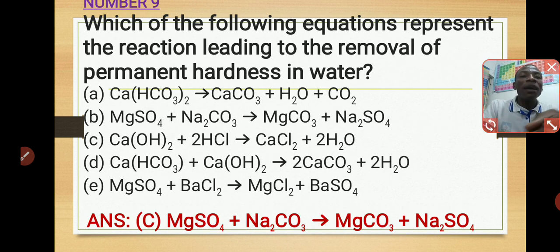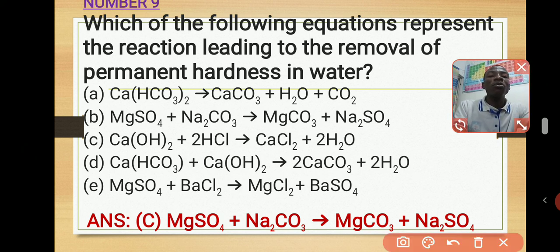Let's move on. Number 9, which of the following equations represents the reaction leading to the removal of permanent hardness from water? The correct option there is option C. No, option C is not the correct option. It's actually option B. Permanent hardness is option B, not option C.